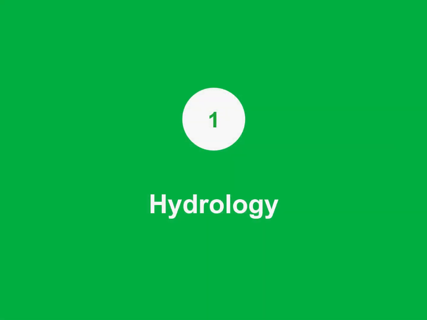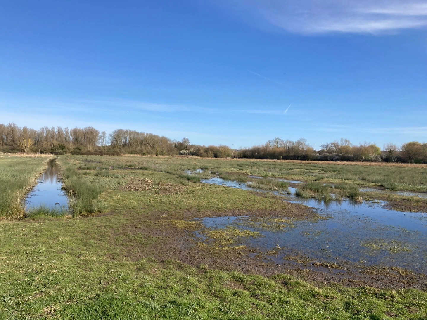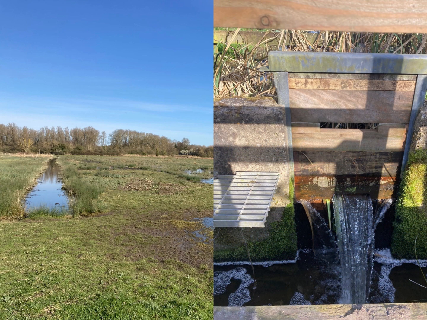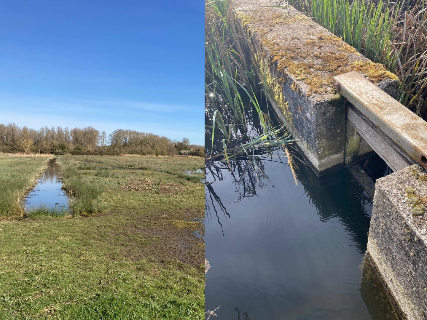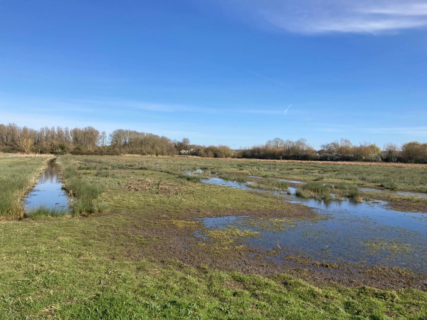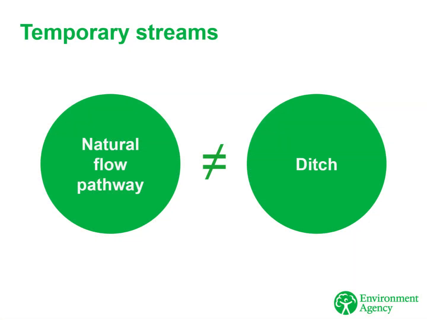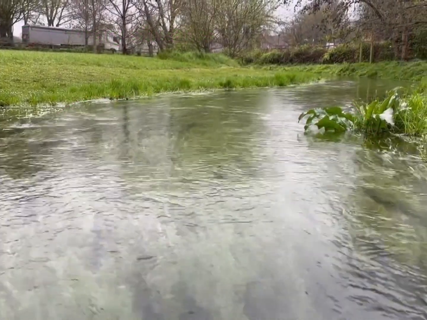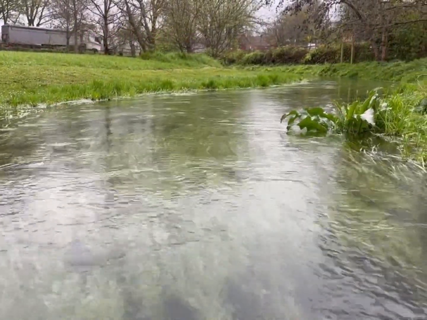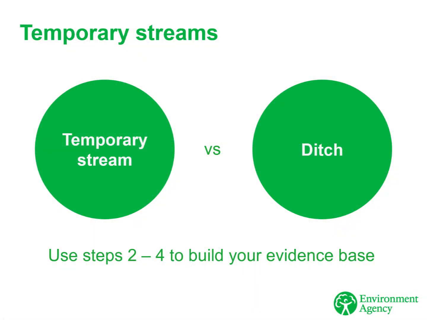Number 1, hydrology. When you're on site, is there any evidence that water levels are artificially managed by pumps or sluices? Is the water managed at a field level rather than forming part of a wider catchment network? Is the vegetation predominantly terrestrial? If so, the watercourse is likely to be a ditch. However, do not forget about temporary streams and winterbournes. These are incredibly valuable habitats that can be mistaken for dry ditches, especially if they've been modified. The other steps can help identify these temporary streams from ditches.